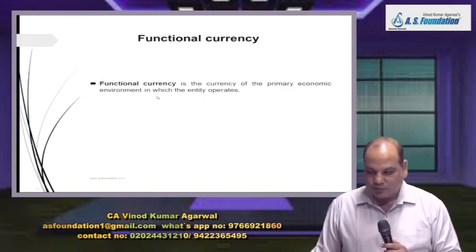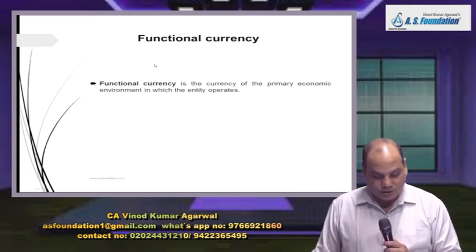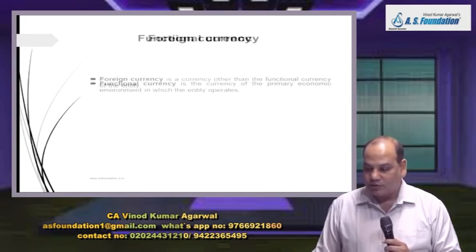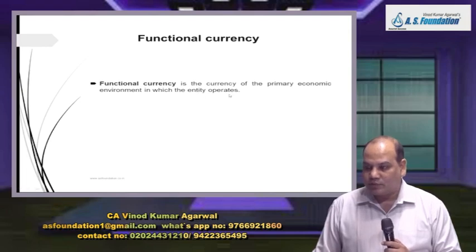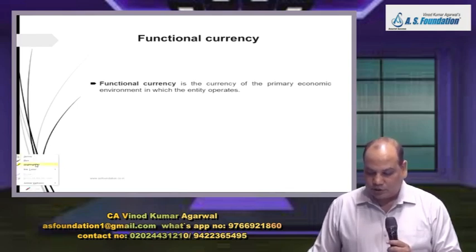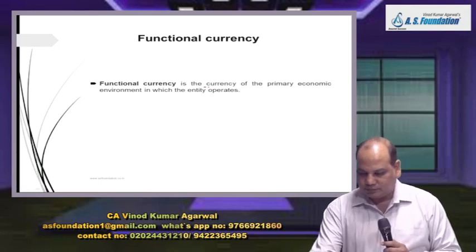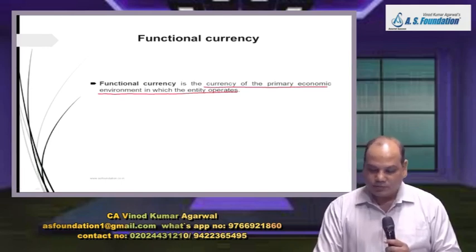Next definition, currencies. So in this chapter, we will have 3 currencies. Which 3 currencies? Functional currency, presentation currency, foreign currency. All are described in the diagram below. Functional currency means the currency of the primary economic environment in which the entity operates. So this is a subjective statement.